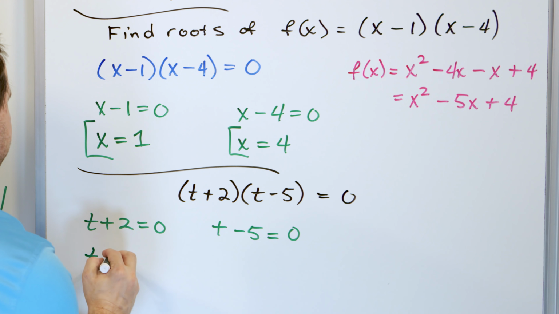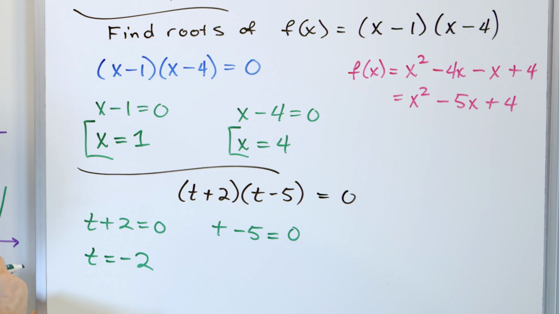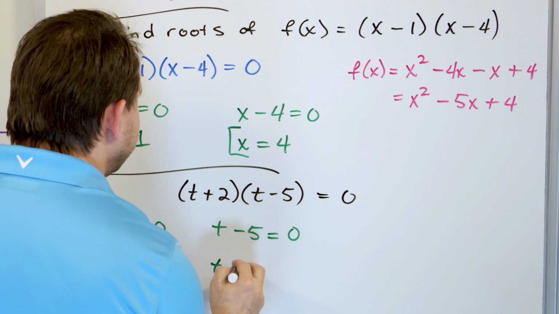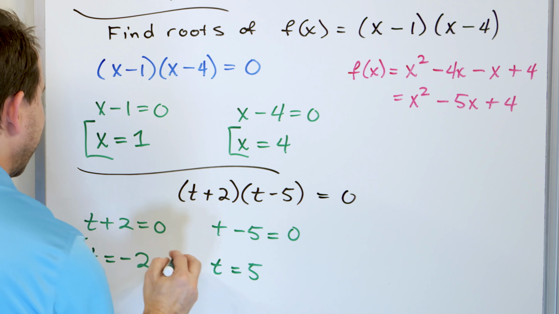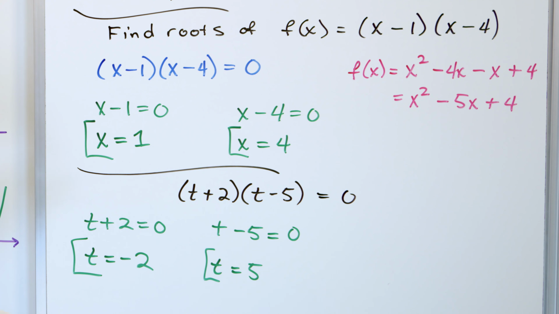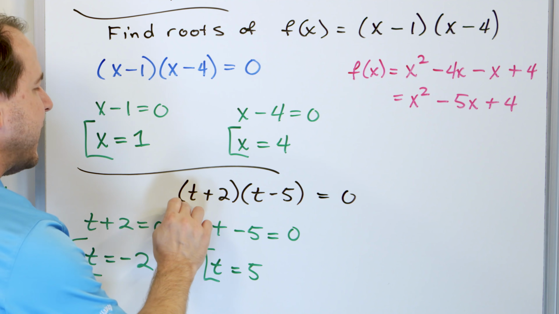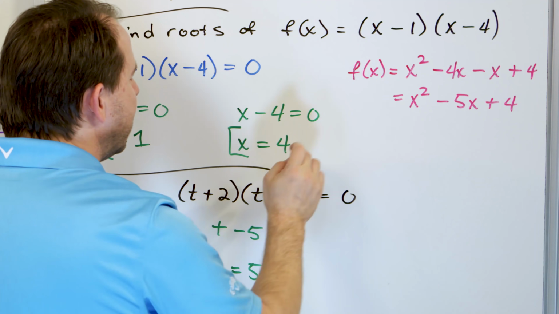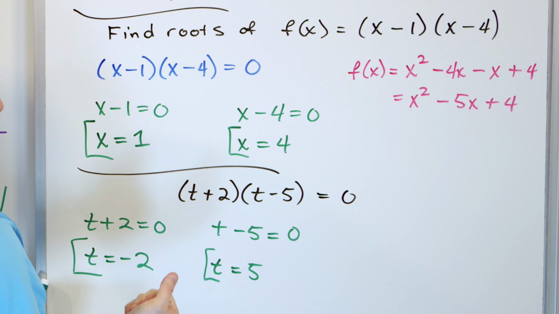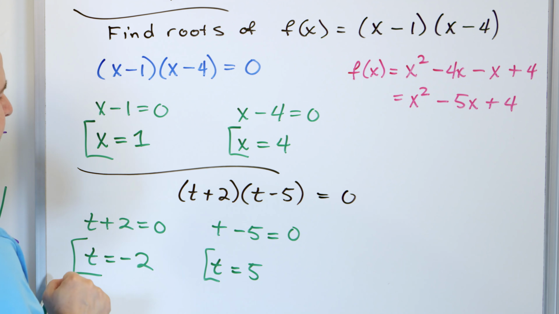Move the 2 over, making t equal to negative 2. Move this over by adding it, t is equal to positive 5. You have two answers, and notice the answers you get, negative 2 and positive 5, make sense. I expect two answers because if I multiply this thing out, much as I did here, I would expect the highest power to be t squared, meaning I should expect two solutions.